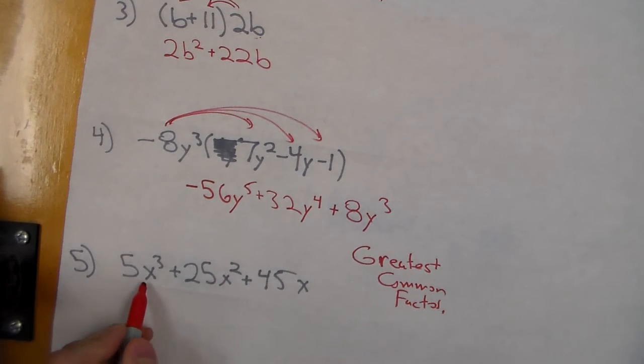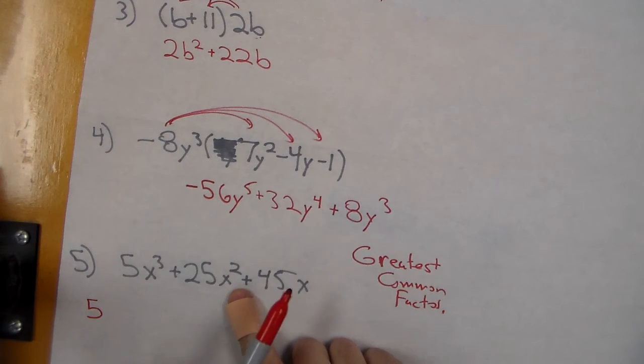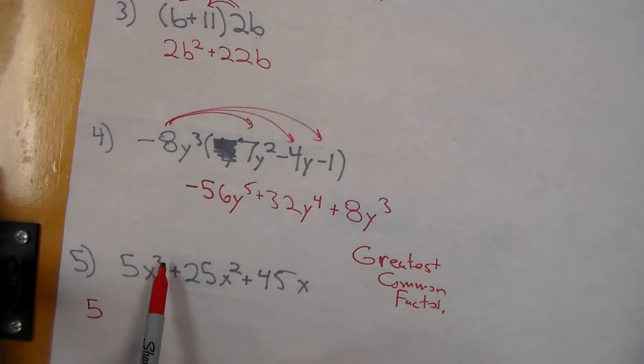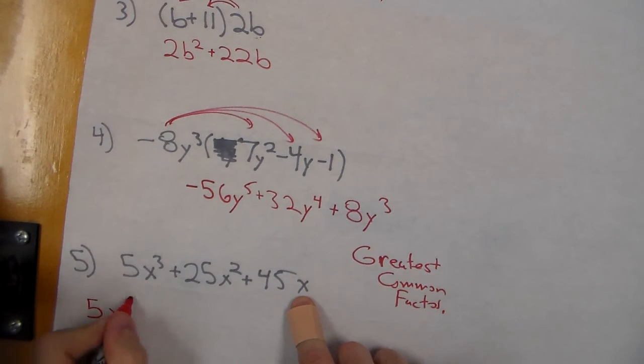So I look initially, and I see all of these have a 5 in common: 5, 25, and 45. That's a good start. Always look at those coefficients first. Then look at the x's to see what the minimum is. What I mean by that is I have x to the third, x squared, and an x. So all of them have at least 1. This one has 2, this one has 3, but the minimum they all have is at least 1. So I can at least take 1 x out of all of those.